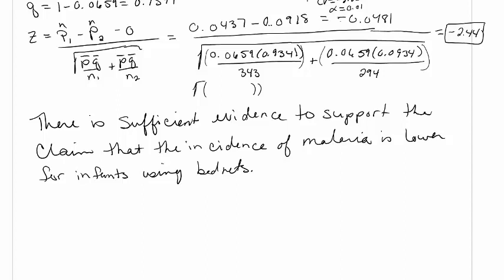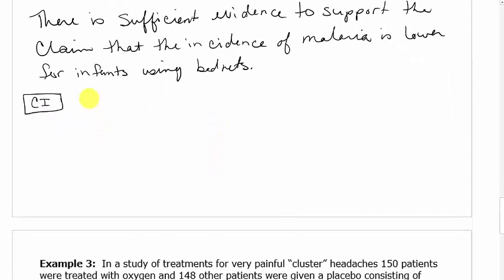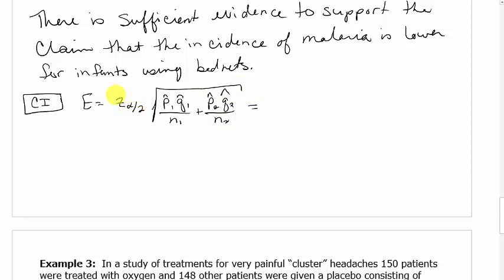Now we're going to create our confidence interval. This confidence interval, again, is based off of our hypothesis test. Our error formula is z sub alpha over 2 times the square root of p hat sub 1 q hat sub 1 divided by n1 plus p hat sub 2 q hat sub 2 over n2. The critical value that you use here should always be the critical value that you used for your hypothesis test. So that would be 2.33.